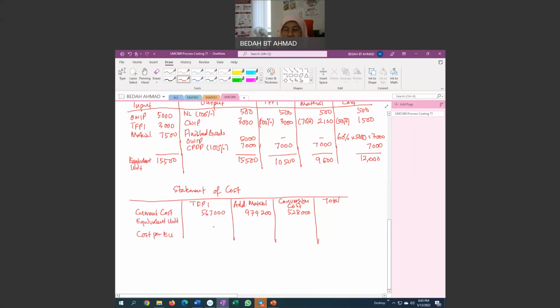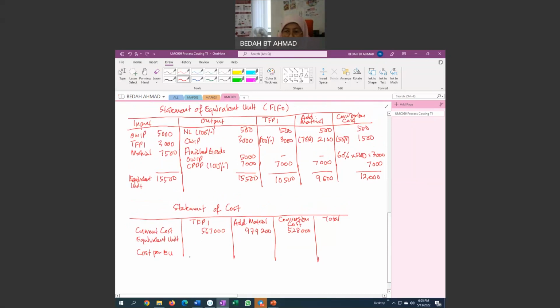For the equivalent unit for the transfer, you just take from the statement of equivalent unit, which is 10,500 here, 9,600 here, and 12,000. So we divide the 567,000 by the 10,500, and you get 54 per unit.